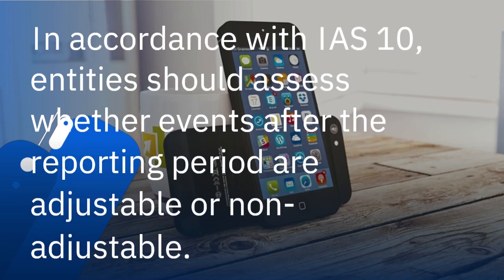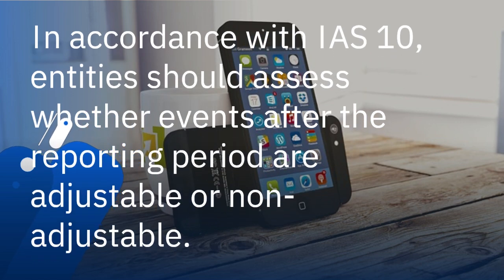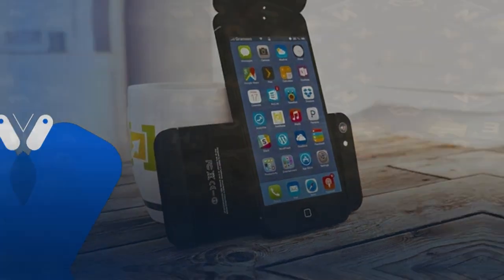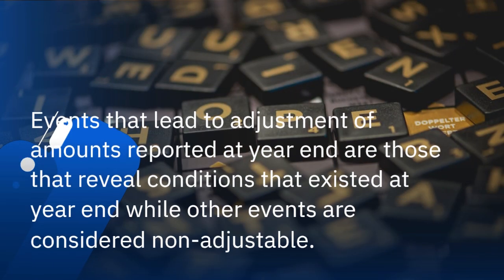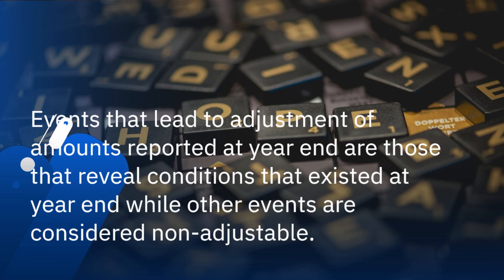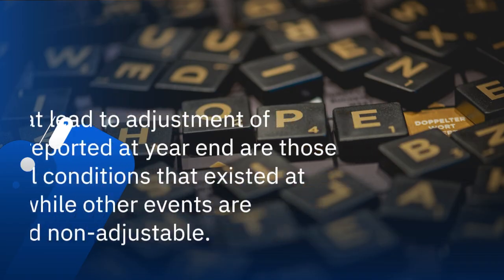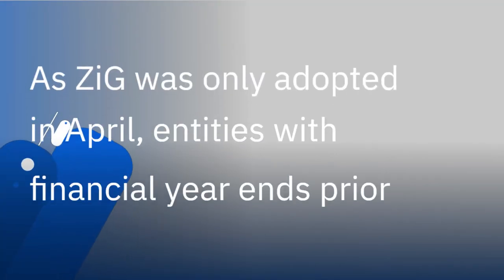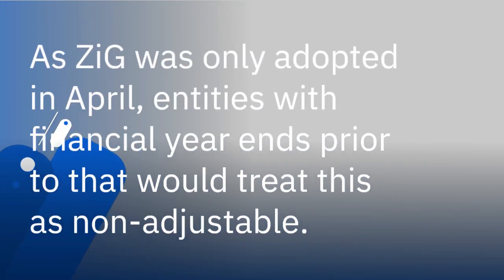Is the change to ZiG an event after the reporting period? In accordance with IAS 10, entities should assess whether events after the reporting period are adjustable or non-adjustable. Events that lead to adjustment of amounts reported at year-end are those that reveal conditions that existed at year-end, while other events are considered non-adjustable. As ZiG was only adopted in April, entities with financial year ends prior to that would treat this as non-adjustable.